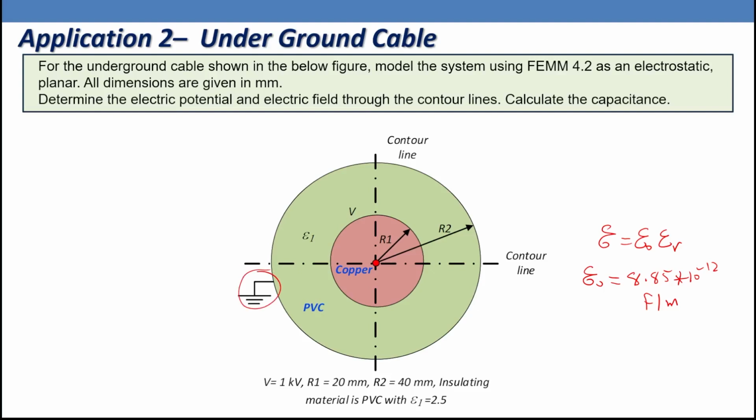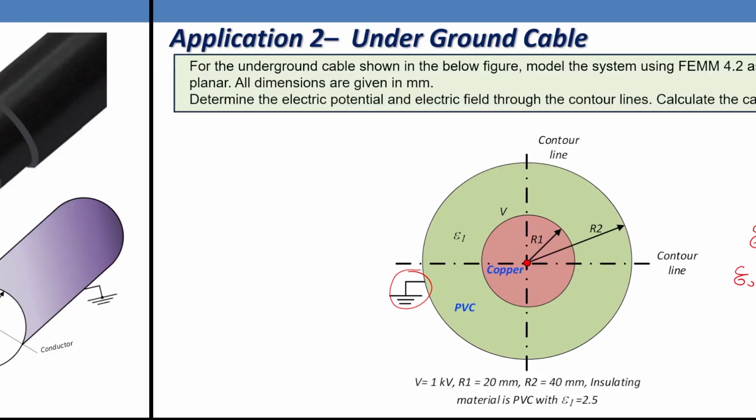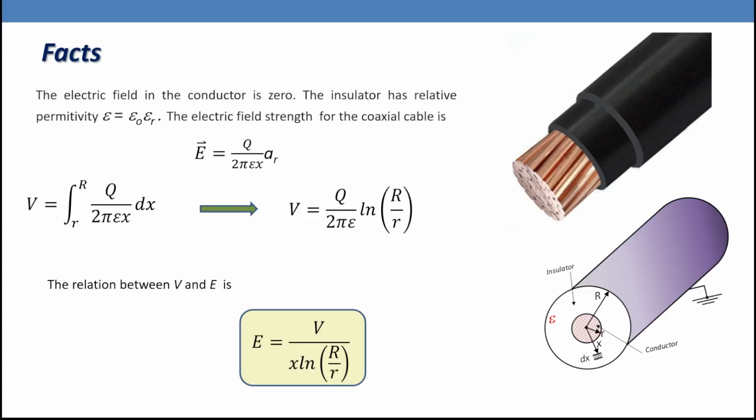But before simulating the cable using FEMM 4.2, we need to anticipate the results. Here we are going to put the equations for the underground cable as a fact. I presume that you covered an electrostatic course before. If you didn't, I'm going to give you the formulas for how to calculate the electric field and how to calculate the voltage. There will be another course explaining where these equations come from. But here we are going to take them as a fact.